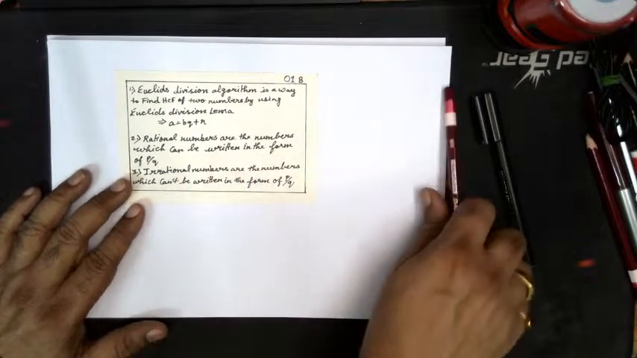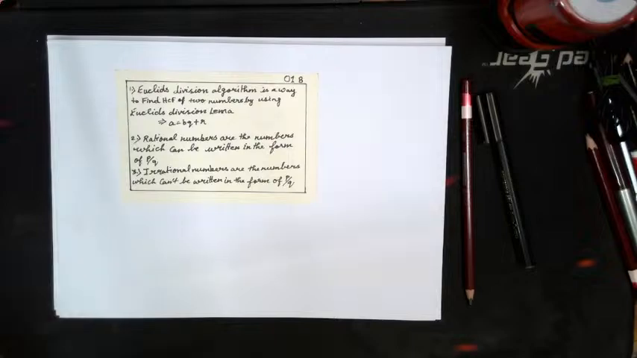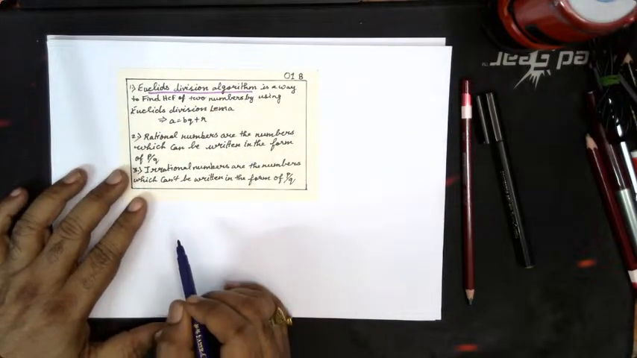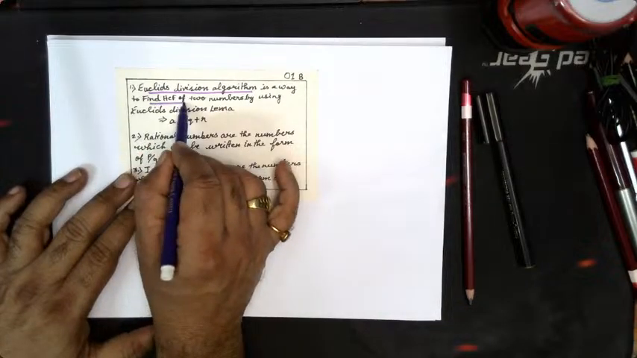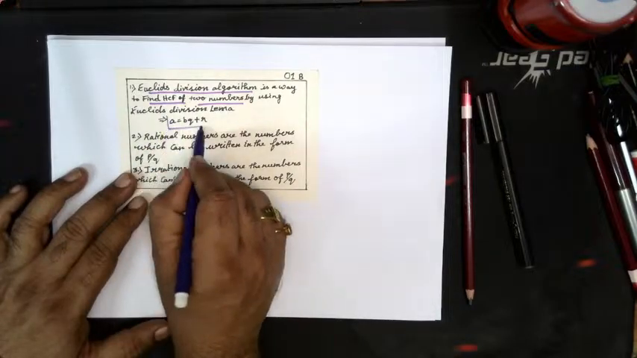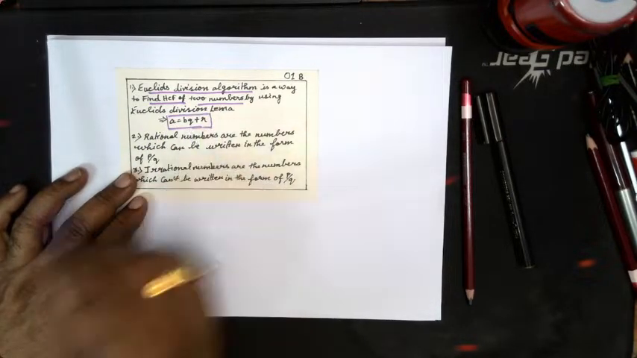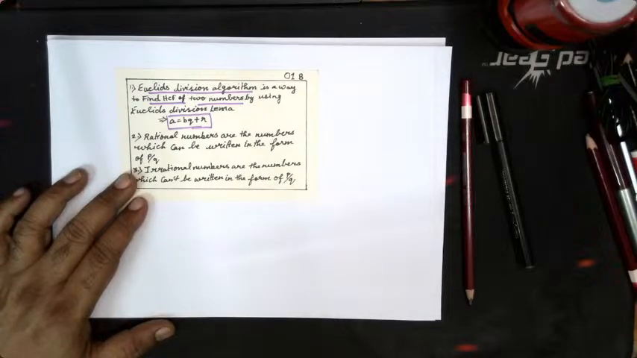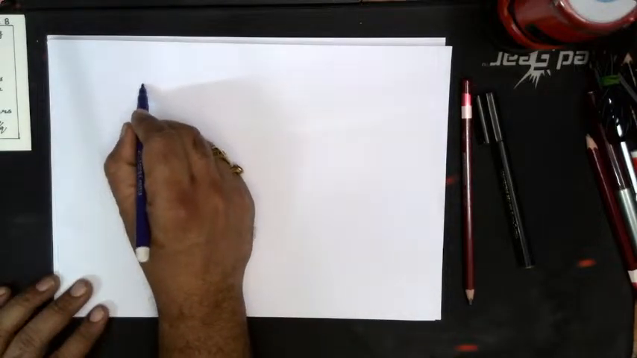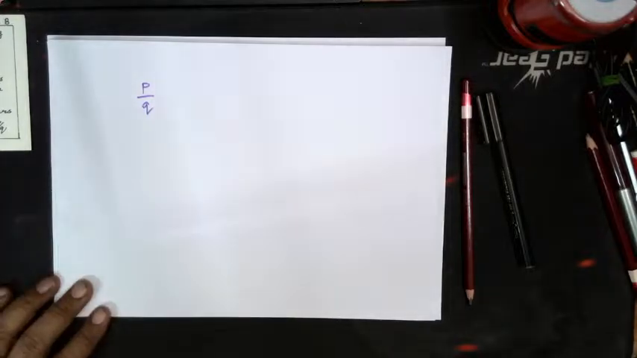Usually this Euclid's division algorithm is useful to find the HCF of two numbers, and this is called Euclid's division lemma. That is, A is equal to BQ plus R. For example, as I already mentioned, the rational number can be represented in P by Q form.